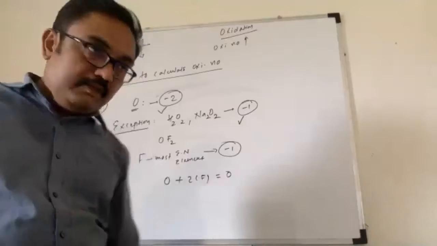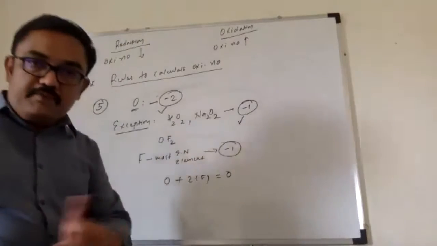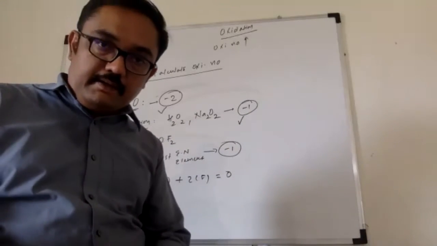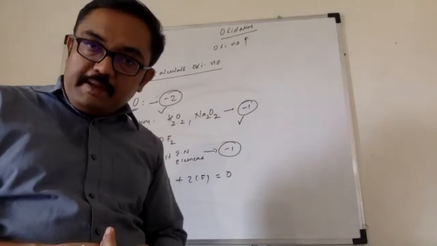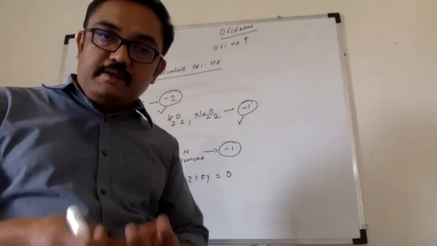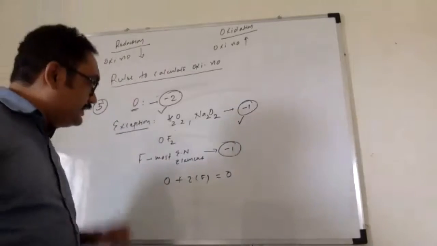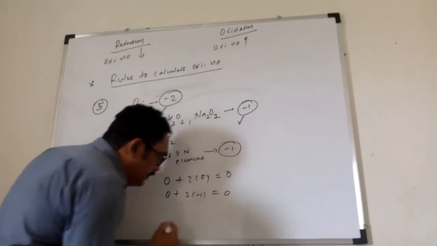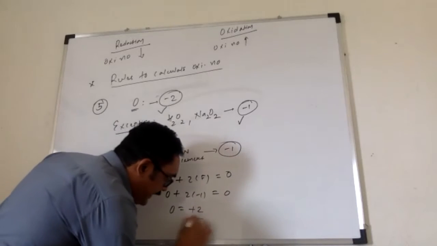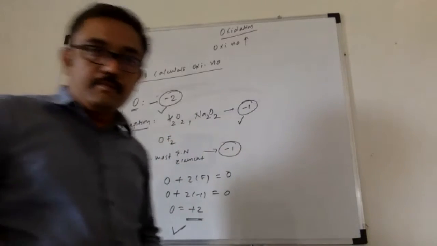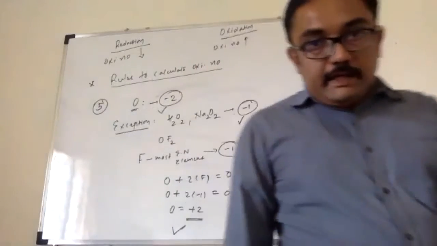Fluorine always remains -1. There is no exception for fluorine, no exception for alkali metal, no exception for alkaline earth metal. Alkali metal always remains +1, alkaline earth metal always remains +2, and fluorine always remains -1. So apply this. O plus 2(-1) = 0, then oxygen you will find in a positive oxidation number. Is your doubt clear?